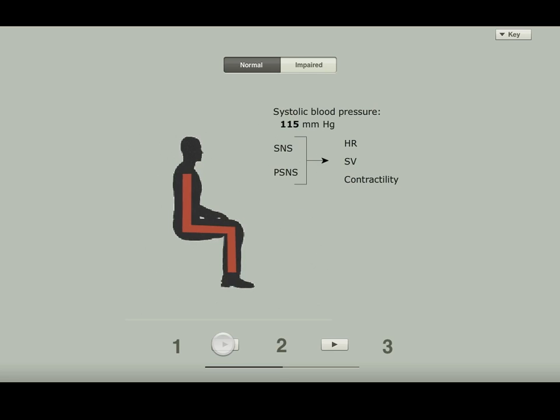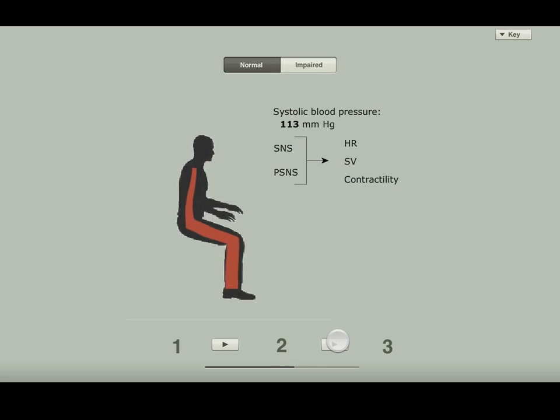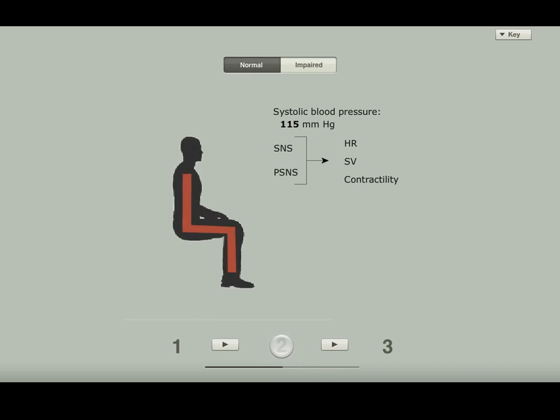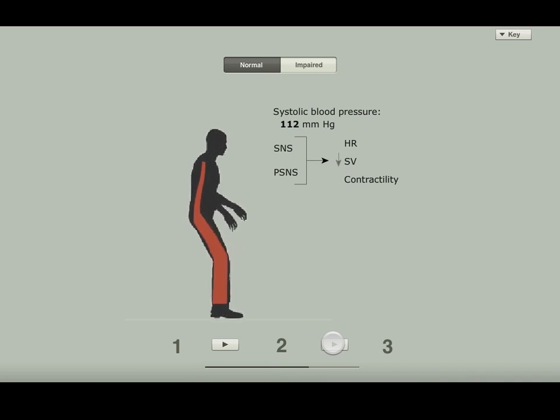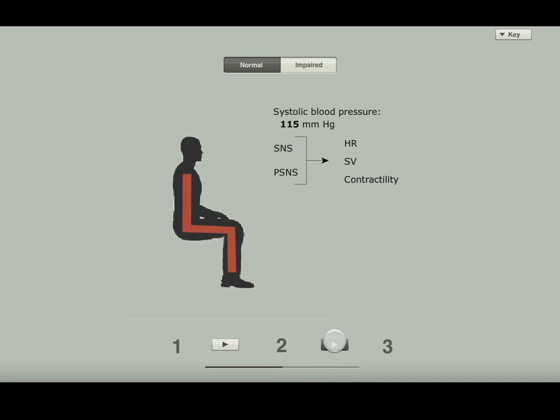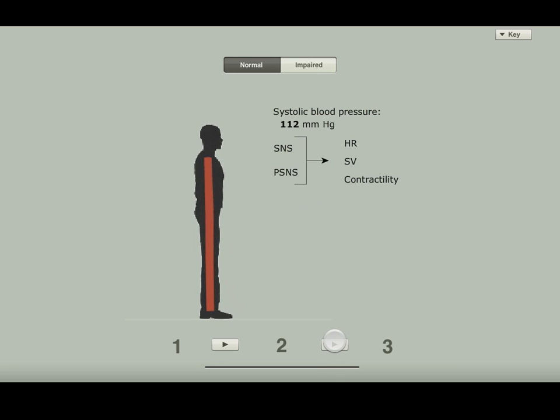As you tap the rightmost play button, watch the progression from 2 to 3. The same process we described above is repeated, with an initial drop in SV leading to changes in baroreceptor firing, in turn leading to increased SNS activity and decreased PSNS activity, ultimately resulting in increased heart rate, contractility, and vascular tone, all of which counter the drop in SV and blood pressure.